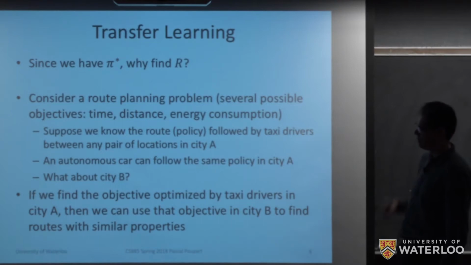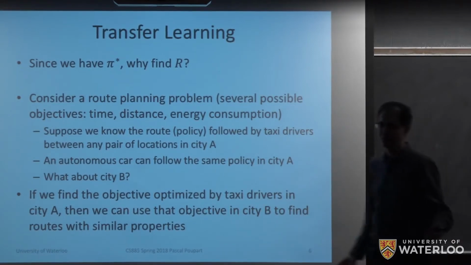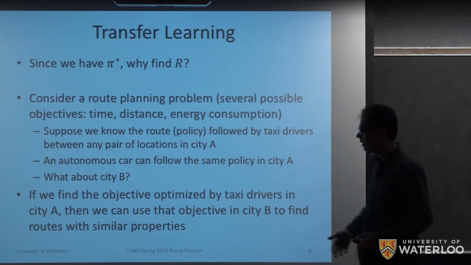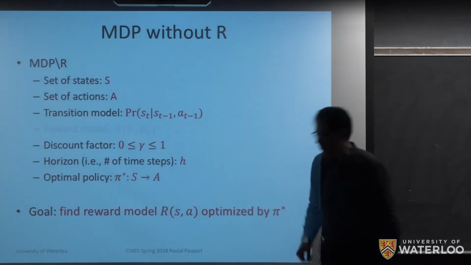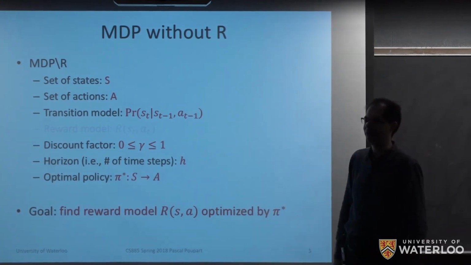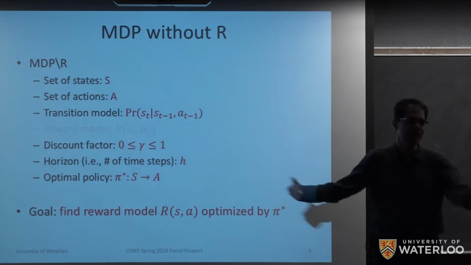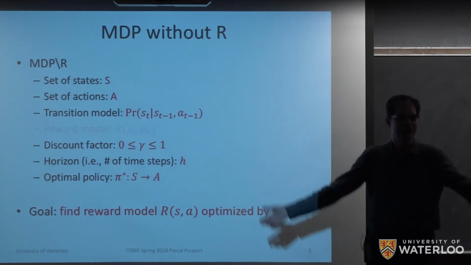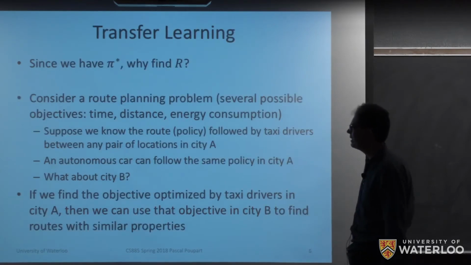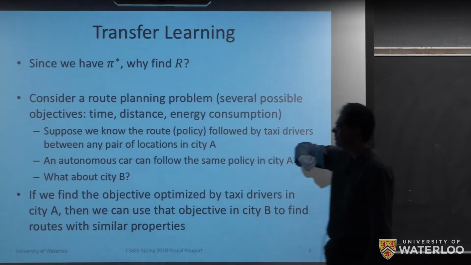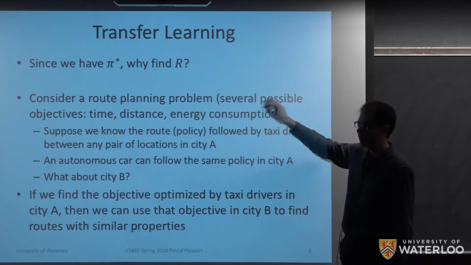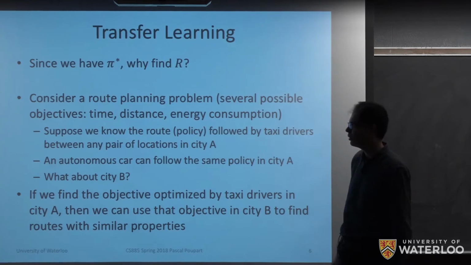Okay, so now you might ask, why do we care about doing this? I mean, at the end of the day, in reinforcement learning, our goal is to find an optimal policy. And here, if I tell you that we already have the optimal policy, then why do we even bother with this, right? So why should we care about finding the reward? Aren't we just creating an artificial problem for the sake of it, right? So the answer is that there are lots of problems where it will be useful for transfer learning to find what is the underlying reward function.